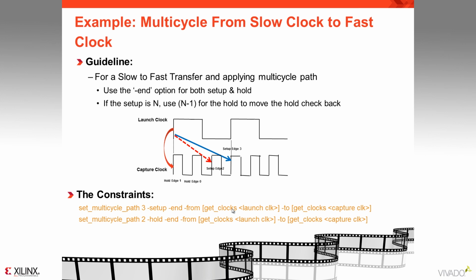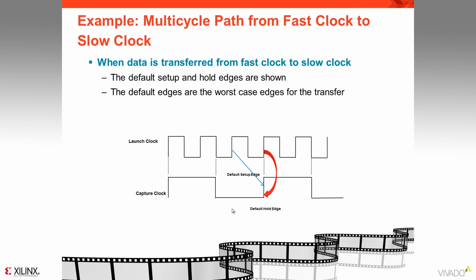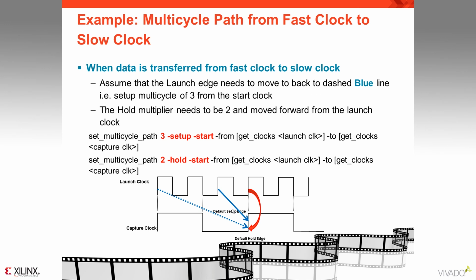When data is transferred from a fast clock domain to a slow clock domain, the default checks are typically invalid. Depending on what situation exists in your design, you will have to move your setup and hold edges. In this example, the setup edge needs to be moved backwards by 3 with respect to the launch clock and the hold edge by 2. You'd specify the MCP for both the setup and the hold with a -start option.